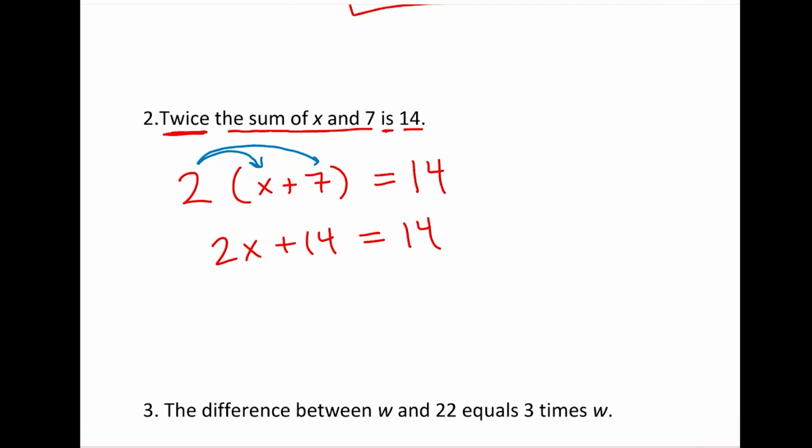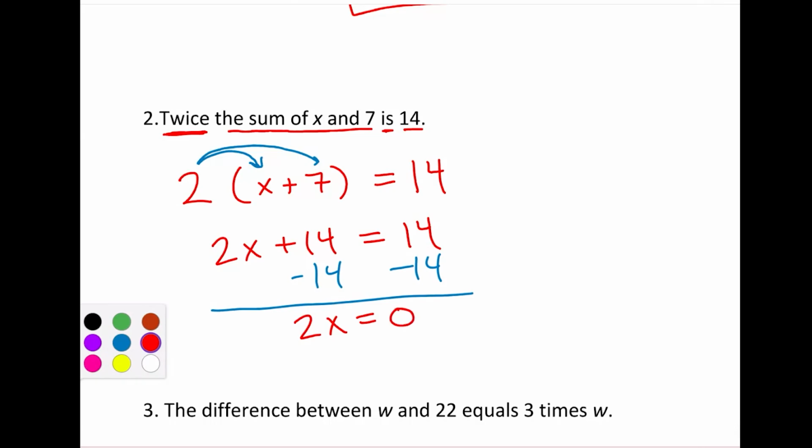You might already be able to figure out what the number is going to be. But if you're showing all the steps here, we're going to subtract 14 on both sides. And that leaves us with 2x equals 0. So it should be pretty obvious what x is going to be now. If you divide both sides by 2, you're going to get x equals 0. Any questions so far?